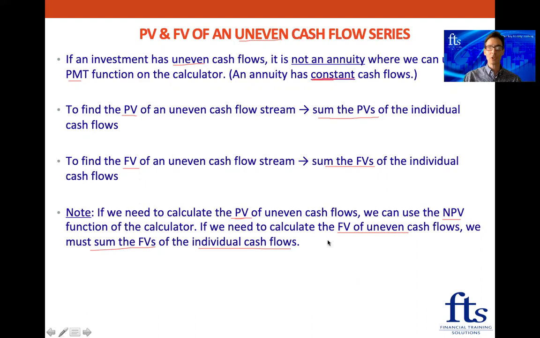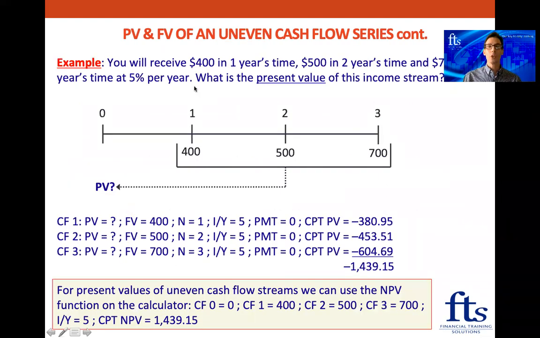So let's try an example. You will receive $400 in 1 year's time, then 500 in 2 years' time, then 700 in 3 years' time, at 5% per year. So what is the present value of this income stream? So here we go. We're going to get $400 in 1 year's time. So what do we need to do with this one? This $400, we need to discount it back 1 year. So there's the $400, we discounted it back 1 year. In other words, $400 in 1 year's time is worth $380 today.